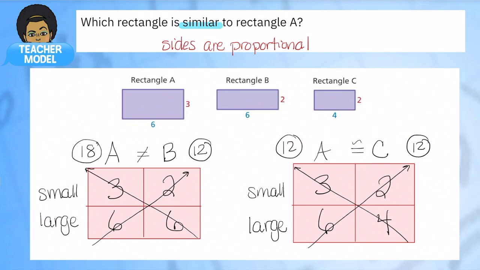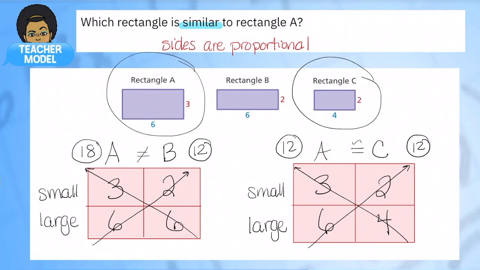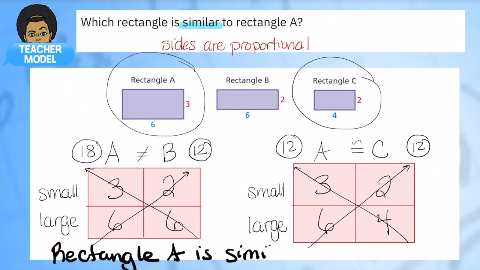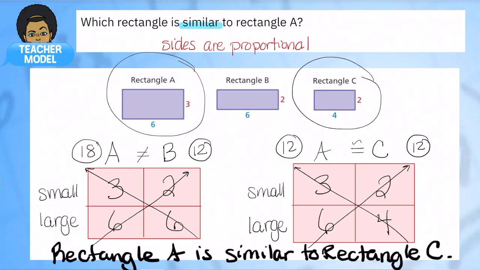They are equivalent to one another. Those fractions would be equivalent. Those ratios would be proportional to each other. So we can say that rectangle A is similar to rectangle C. That would be our truth. So let's write down that full sentence so we have it. Rectangle A is similar to rectangle C. Hit pause so you can jot this down in your notes.